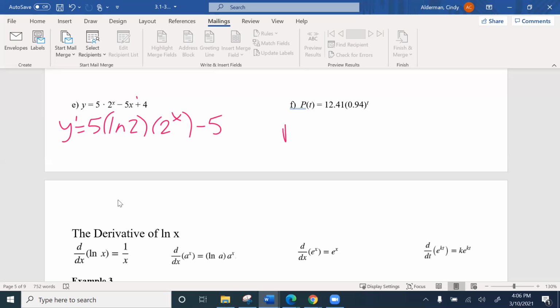Okay, and F, one more before we learn a little something new. So we know that 12.41, because it's a constant multiple, right? It's being multiplied, it comes out. We don't have to worry about finding the derivative of that. But the base in this case is 0.94. And then we'll just throw in 0.94 to the t power. And you're done.